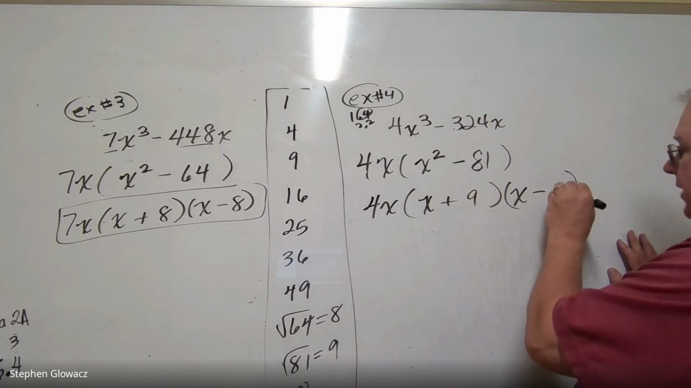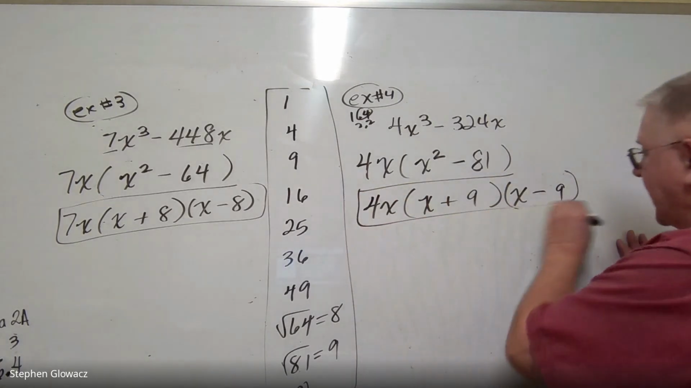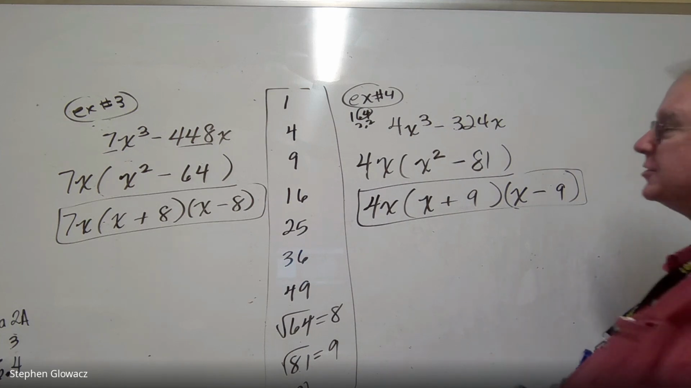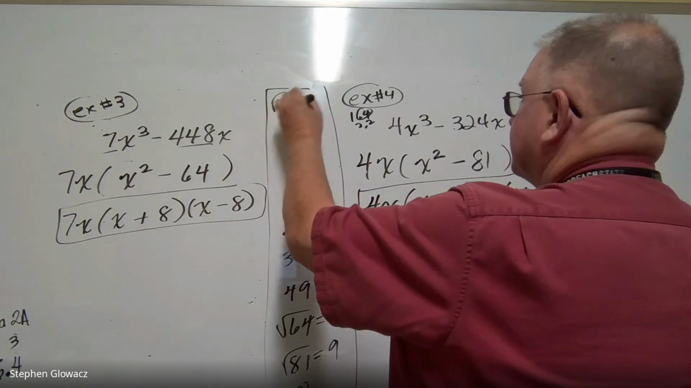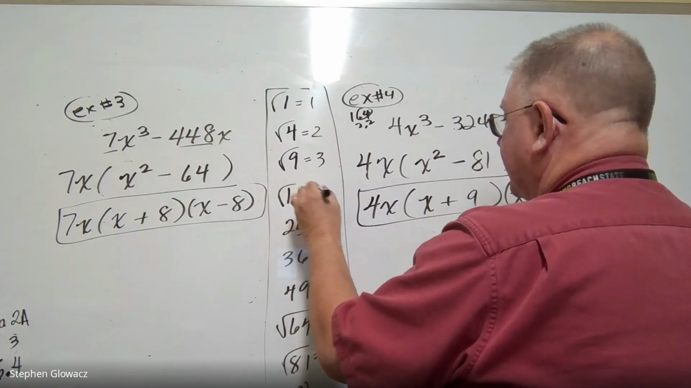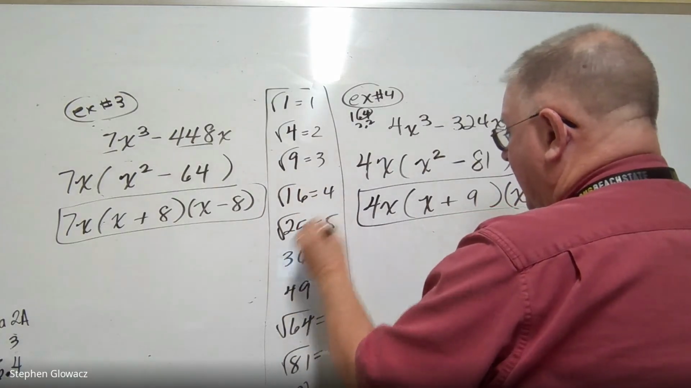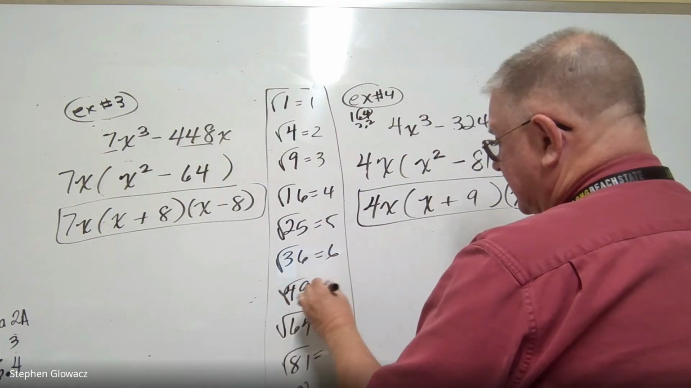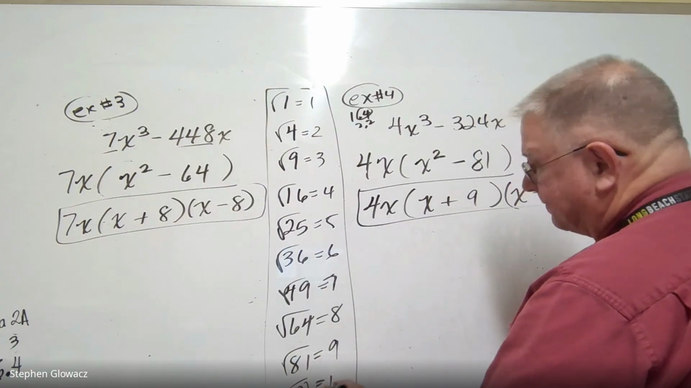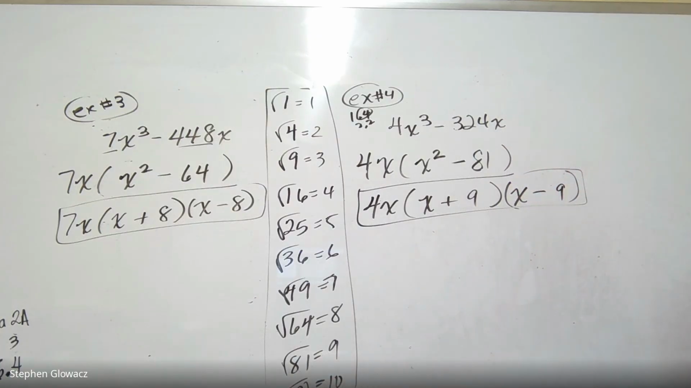So that would be x plus 9 and x minus 9. All right, so that is our examples for problems 3 and 4. Some of these other square roots, we'll just fill those in for you. Square root of 1 is 1, square root of 4 is 2, square root of 9 is 3, and then we've got 4, 5, 6, 7. These are done, and then 10. So that should help you out when you do problems 3 and 4.